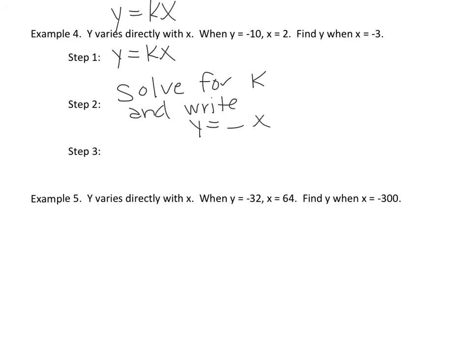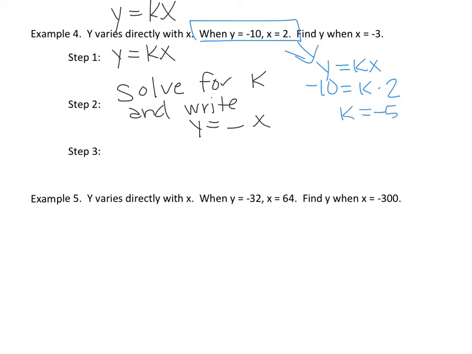So over here, I'm going to use y equals kx, but this, when y equals negative 10, x is 2. This is the step that you're going to solve for k. So when y equals negative 10, x equals 2. So it's going to be k times 2. So k equals negative 5. So my equation is y equals negative 5x. That's my equation for the direct variation.